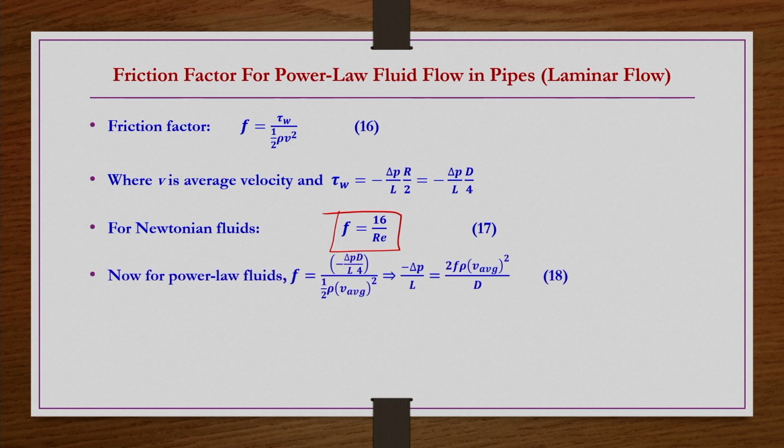So, from this definition, equation number 15, we have tau w by half rho V square. Here in place of tau w, we can write minus delta P by L times D by 4, divided by half rho V average square. If you rearrange this equation, you can write minus delta P by L is equal to 2f rho V average square by D. So if you know the applied pressure difference, the geometry of the pipe, that is length and diameter, and the density of the fluid, and if you know the average velocity, then you can find out the friction factor.